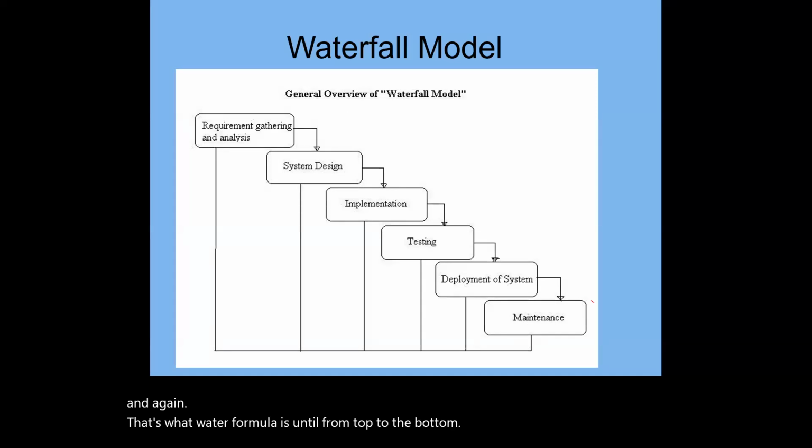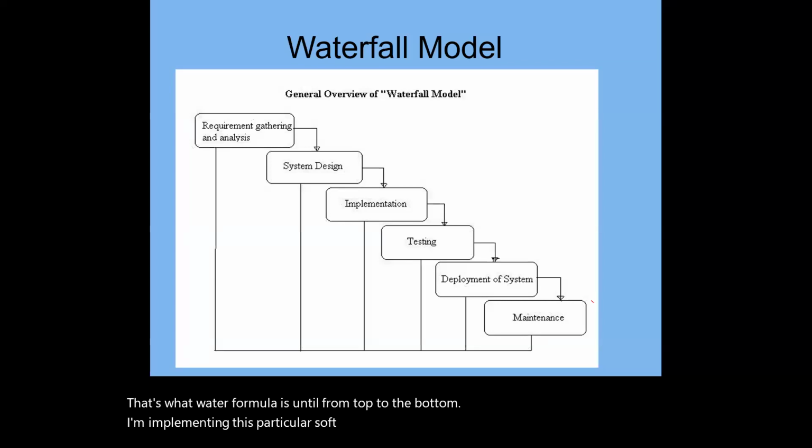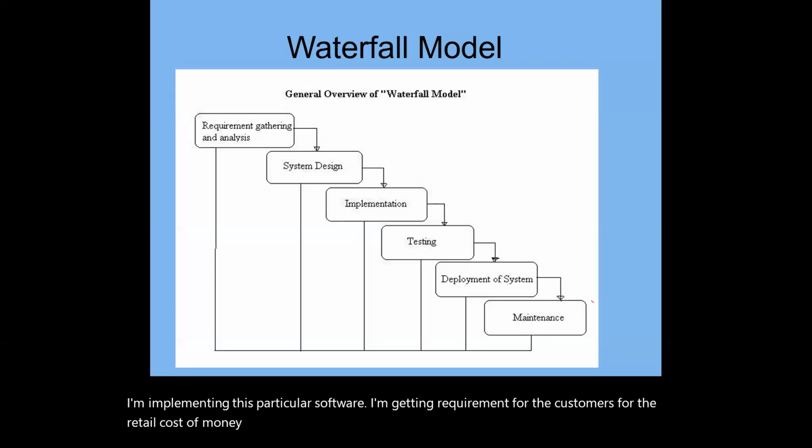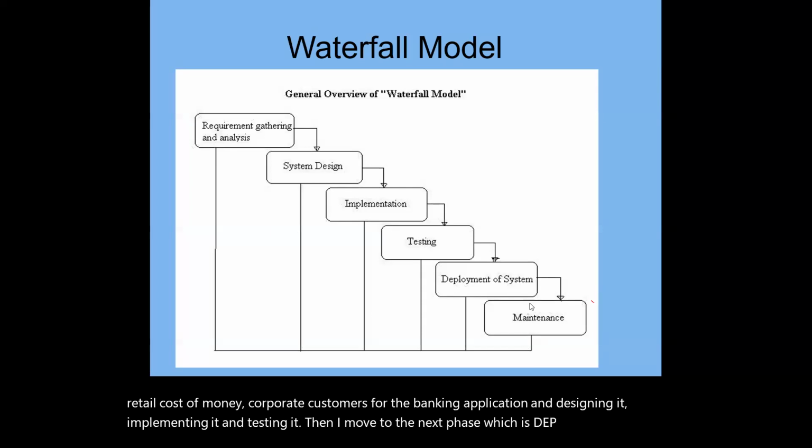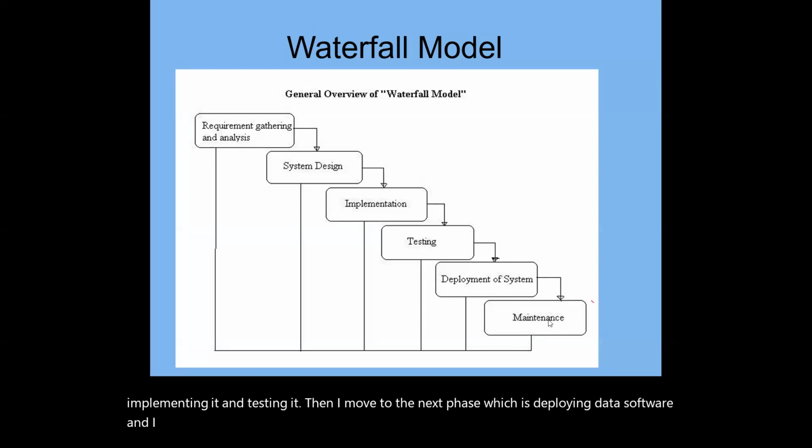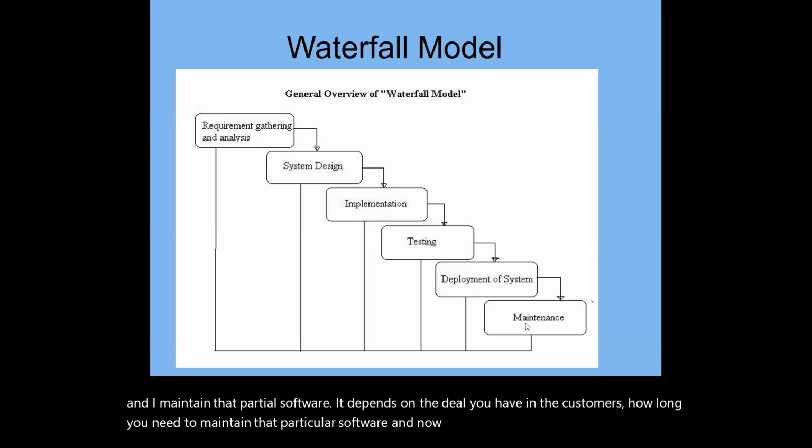I'm implementing this particular software. I'm getting the requirements for the customers, for the retail customers, for the corporate customers, for the banking application. I'm designing it, implementing it, and testing it. Then I move to the next phase, which is deploying that particular software, and maintaining that particular software. It depends on the deal you have with the customers. Otherwise, I'm not going to maintain that particular software. And now, phase 1, 2, 3, 4, 5, 6.